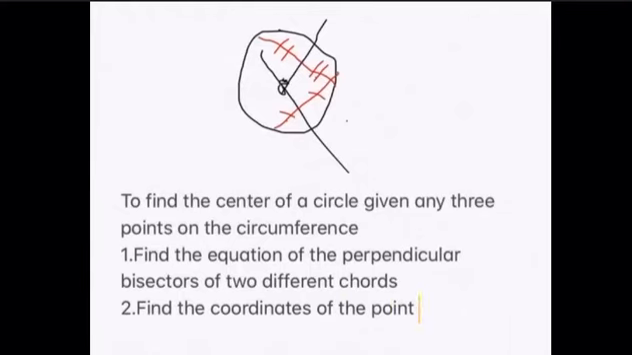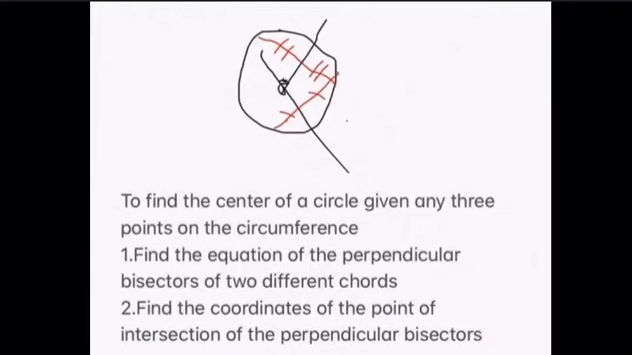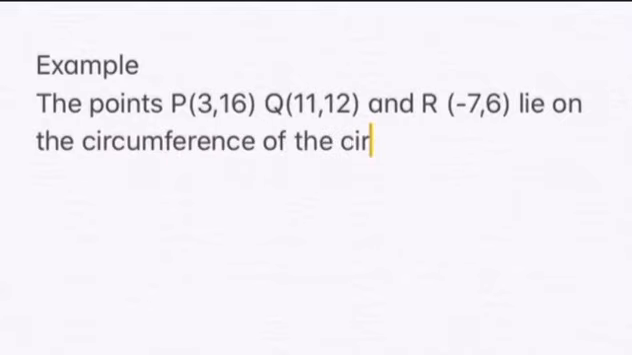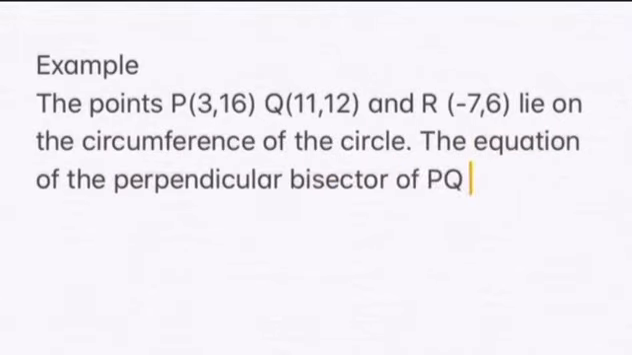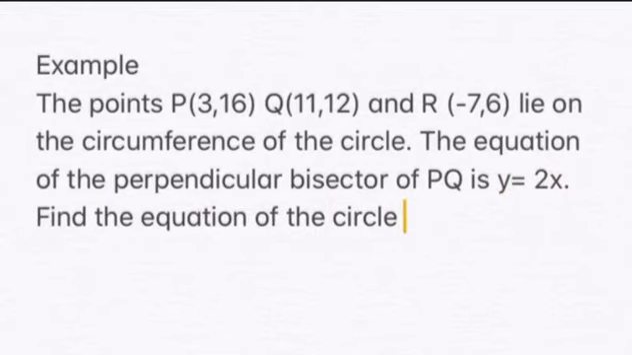Since you know that the perpendicular bisectors will meet at the center of the circle, let's look at an example in which the points P(3, 16), Q(11, 12), and R(-7, 6) lie on the circumference of the circle, and the equation of the perpendicular bisector of PQ is y equals 2x. And it asks us to find the equation of the circle.